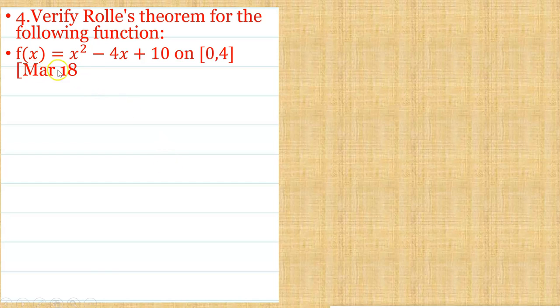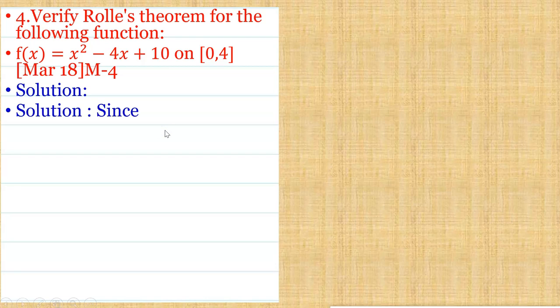Now the problem number 5. Verify the Rolle's theorem for the following function. f of x is equals to x square minus 4x plus 10 on closed interval 0, 4. This example was asked in March 18 for 4 marks.